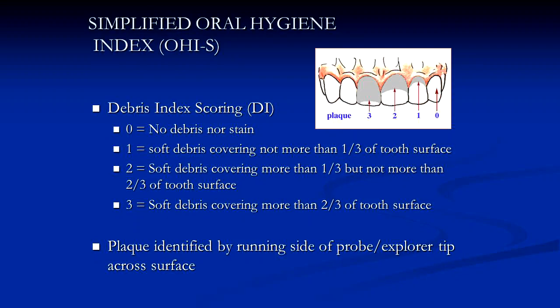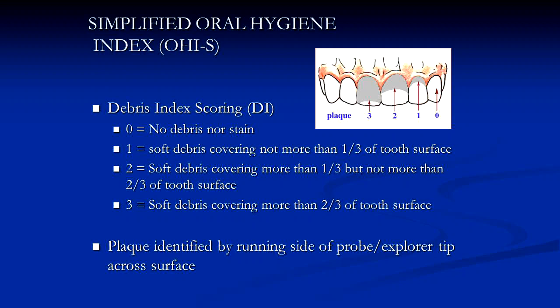So this is the debris index, and you can see, again, the range is from 0 to 3. A 0 means that there's no debris, no stain, no plaque, no materia alba at all. A 1 means that there is a little bit of debris, a little bit of plaque or stain, but it doesn't cover more than 1/3 of the tooth surface. So you can see that in the picture up here where the 1 is pointing to a tooth. It's just really kind of a gingival third of the tooth surface that is covered.